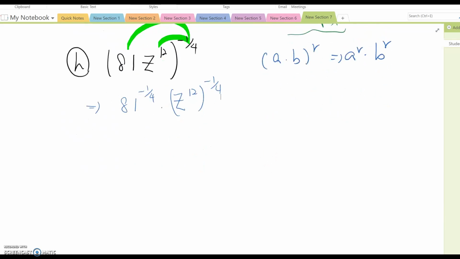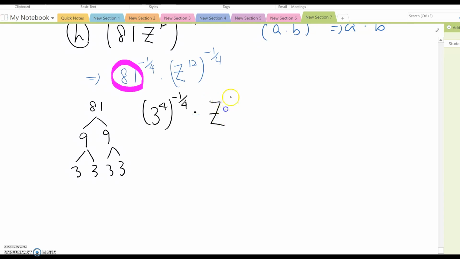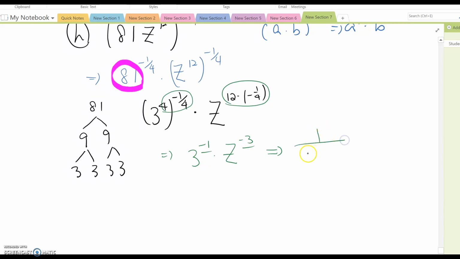Okay, now in this case, you need to prime factorize this number. So 81 is 9 times 9, and then 3 times 3, and 3 times 3. So 3 to the 4th power to the negative 1/4, multiply. Now z to the 12 times negative 1 over 4 power. Then this is 3 to the negative 1 because you multiply these two, and z to the negative 3rd because you multiply them too. Then both are negative powers, so you can make it 1 over 3 z cubed. That should be the answer.